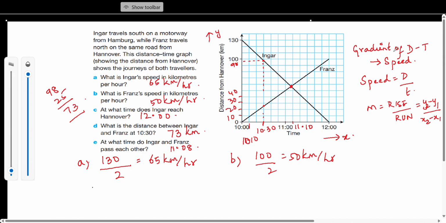So this is how you interpret a graph and answer the questions. Hope that was helpful.